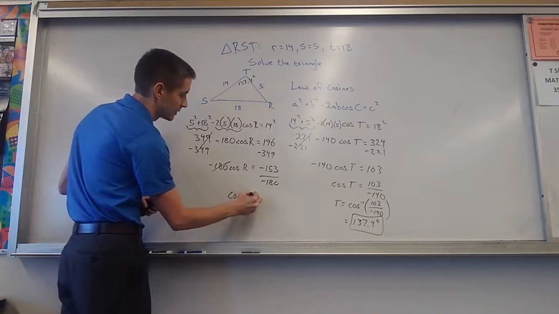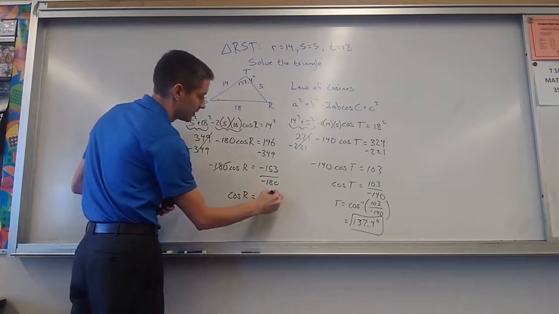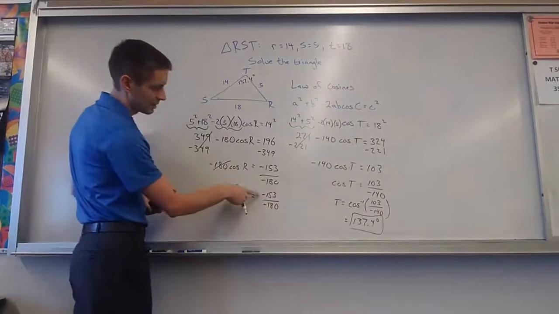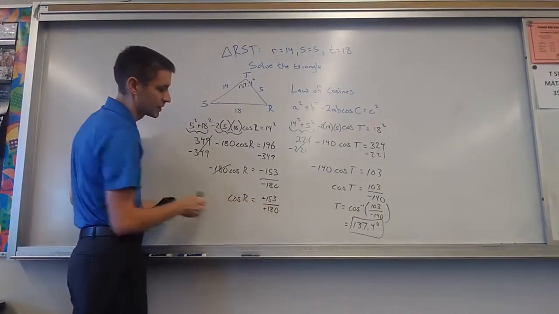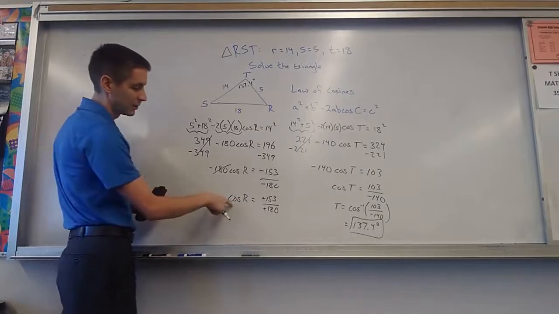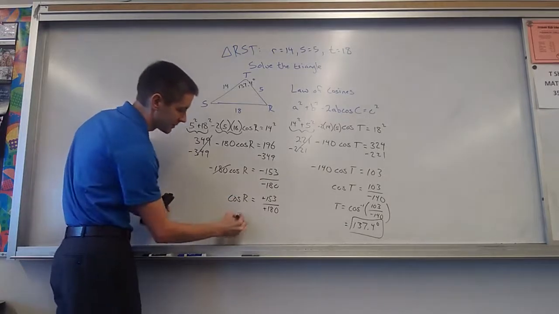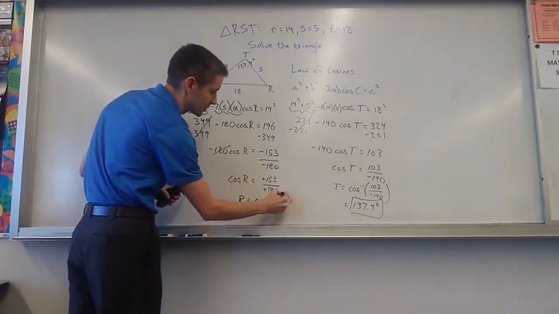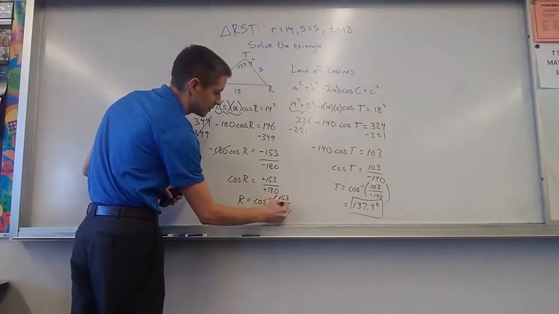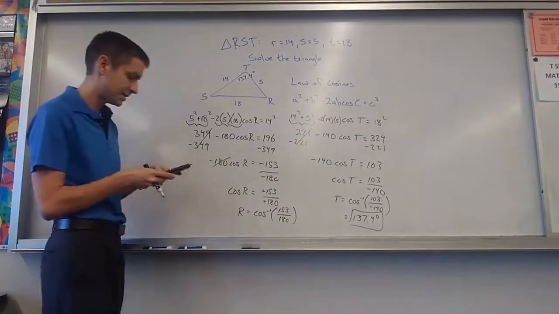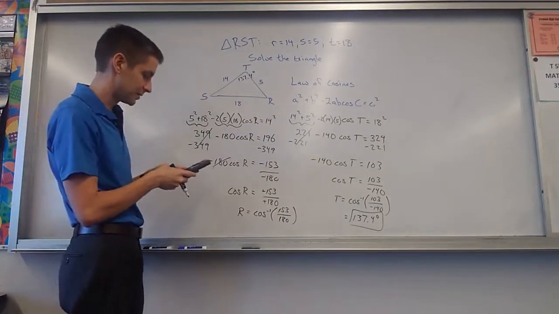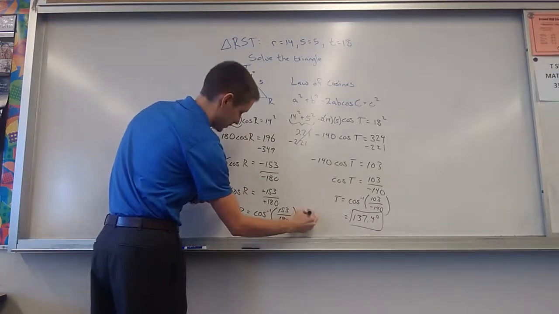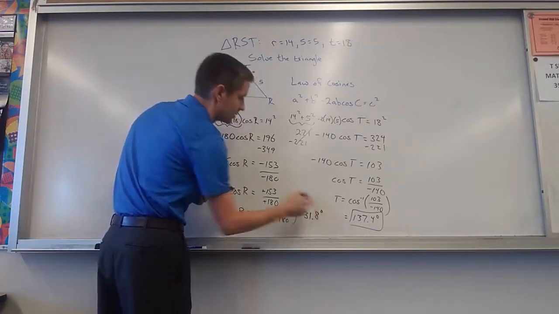And the two negatives are going to divide out, so those can both become positive. And then I need to get rid of the cosine using its inverse. So R is equal to the inverse cosine of that fraction, 153 divided by 180. And if I type that in, inverse cosine 153 divided by 180, I end up getting a 31.8 for angle R. So 31.8 for that bottom right angle.